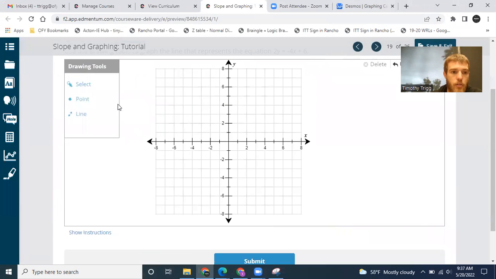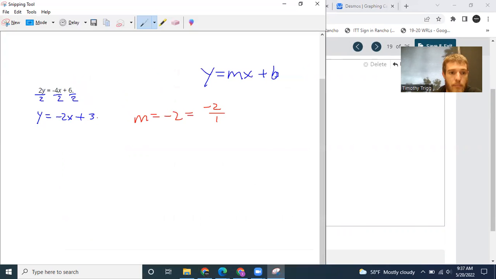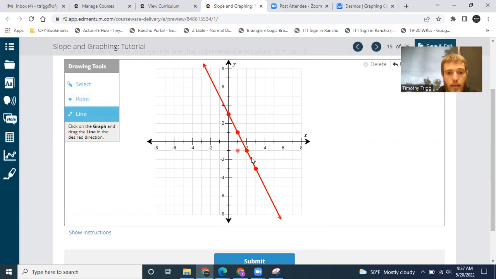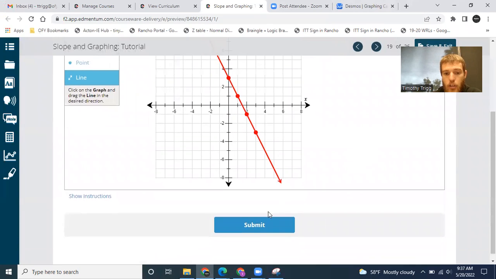So let's go ahead and graph a point. We know the y-intercept is 3. So on the y-axis, I put a point at 3, right? Because my b, my y-intercept, was 3. And then from there, we're going to go down 2 over 1, just like that. And you can continue in that way. From this point, down 2 over 1, down 2 over 1. Notice our points are making a perfect straight line here, okay? You can click the line tool here, click and drag, connect those points, and you're good to go.